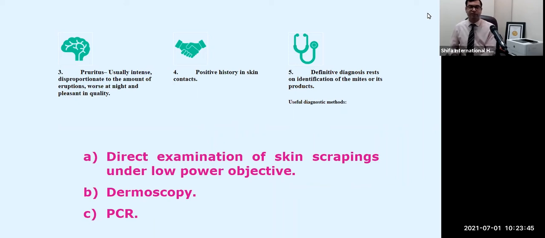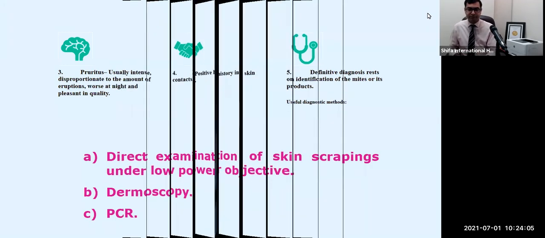Some people only think about giving antihistamines. Examine this patient, look out for the different parts of the skin, as already shown in other photographs. We'll talk about that again as well. It's a direct examination of the skin, scraping and low power objective, dermoscopy or PCR. Usually PCR is not needed because clinical examination and history are good enough for all of us.